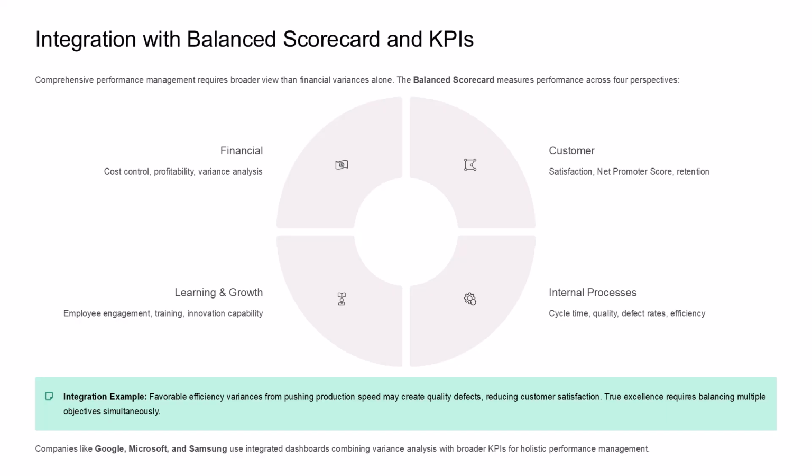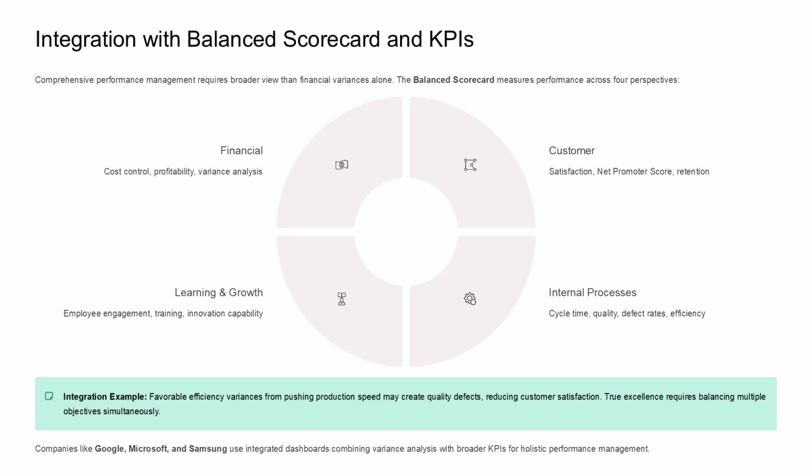For example, you might have favorable efficiency variances because you're pushing production speed, but if that speed comes at the cost of quality defects, customer satisfaction drops, and you haven't actually improved performance, you've just shifted problems from one area to another. Or you might have unfavorable labor cost variances because you're investing heavily in training. But if that training improves retention, capability, and innovation, the investment pays off in other ways that variance analysis doesn't capture directly. The point is integration.